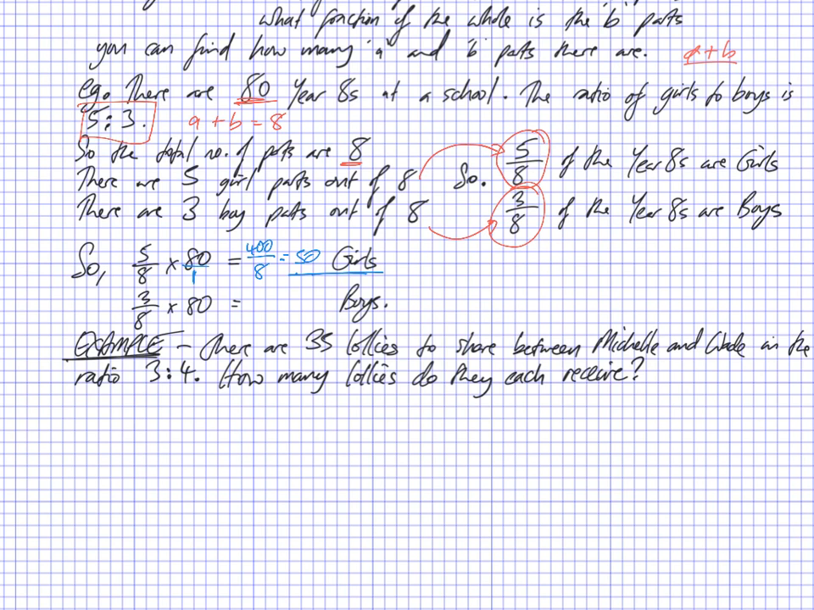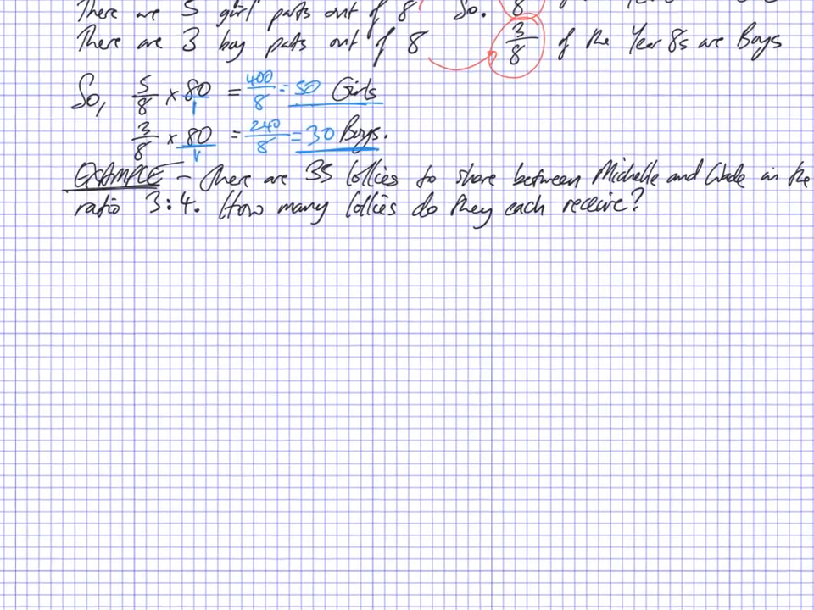Do the same for the other fraction. 3 eighths times 80 over 1. 3 times 80 is 240. 8 times 1 is 8. And that's going to be 30 boys. And just double check, 50 girls and 30 boys add up to 80 year 8s, which is correct.